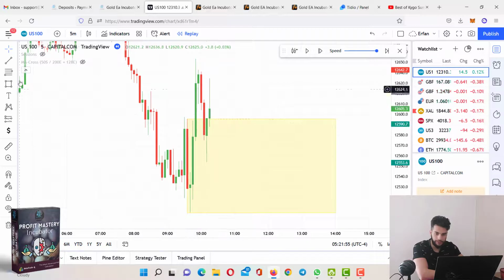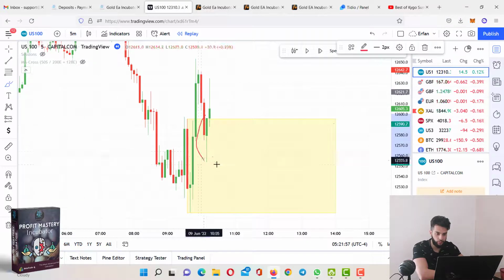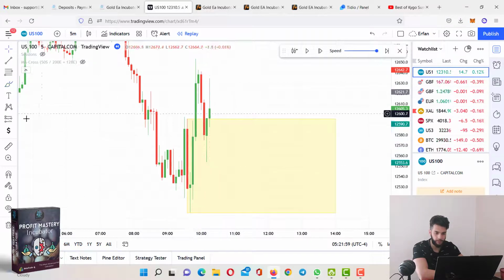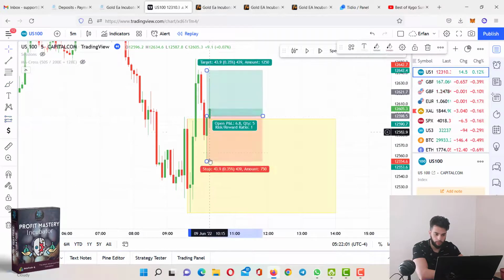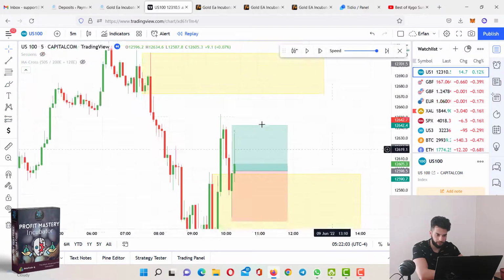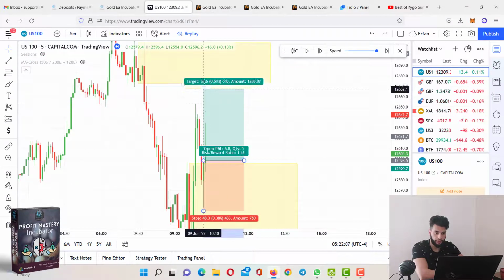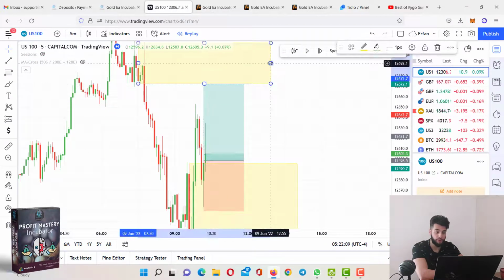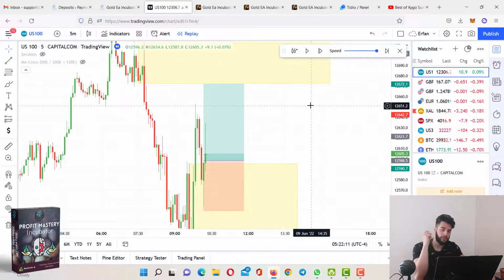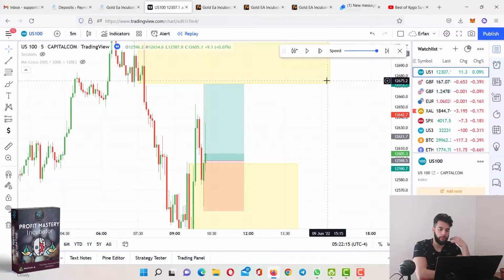I love this candle here that literally formed inside the high probability demand zone. So what you can do, again, use your buy stop here, your stop loss here, and then your TP here if you want to take a one-to-one, or you can literally take it all the way to the next high probability supply zone.